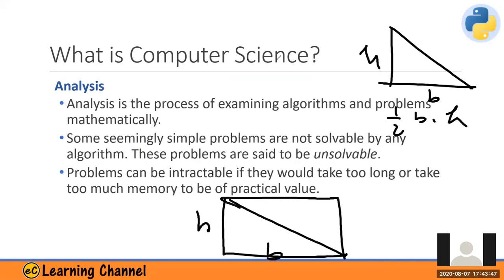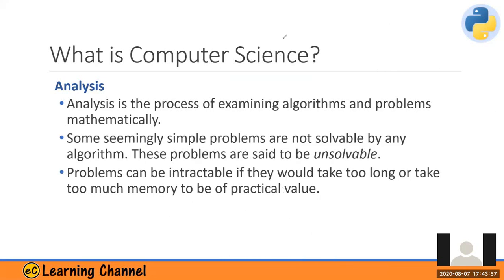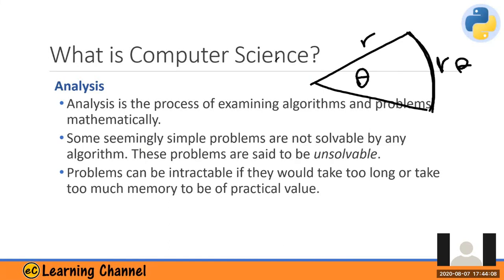And actually you do what? Base times height, that would be the size of the rectangle, and you divide by 2, right? That actually is the area for such a triangle. And when we deal with this arc, the area for this arc, we say it's r theta. So here you have r, here you have theta, and this length is r theta.